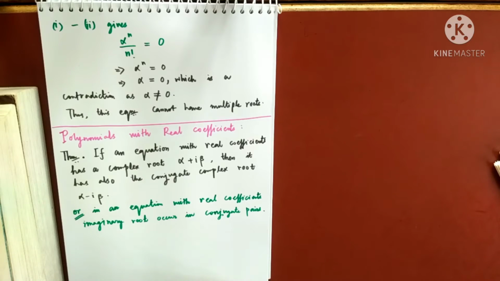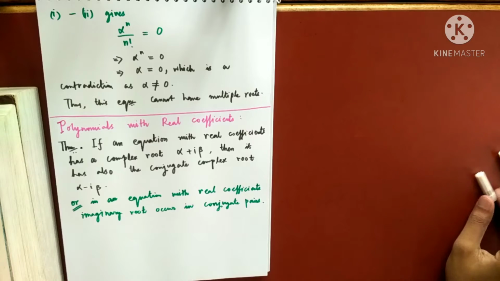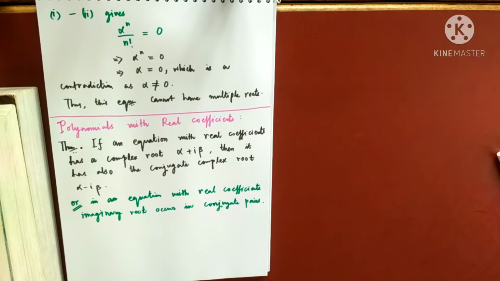Today we'll prove this theorem. Remember one more thing, this can also be stated this way: in an equation with real coefficients, imaginary roots occur in conjugate pairs. So today we're going to prove this. Let's start the proof.